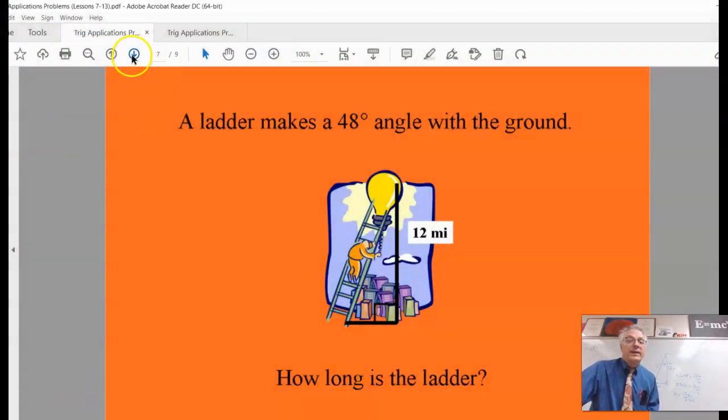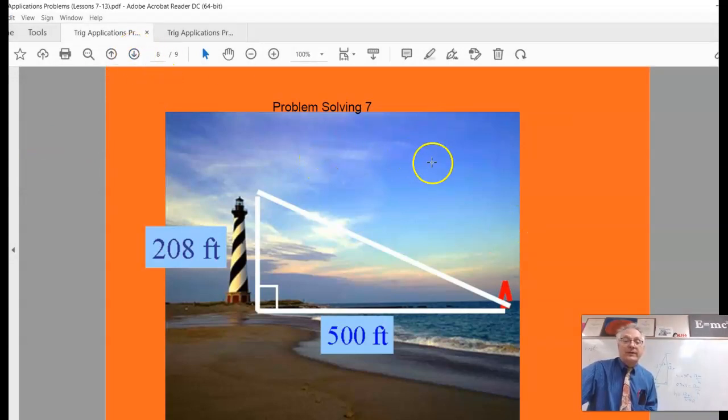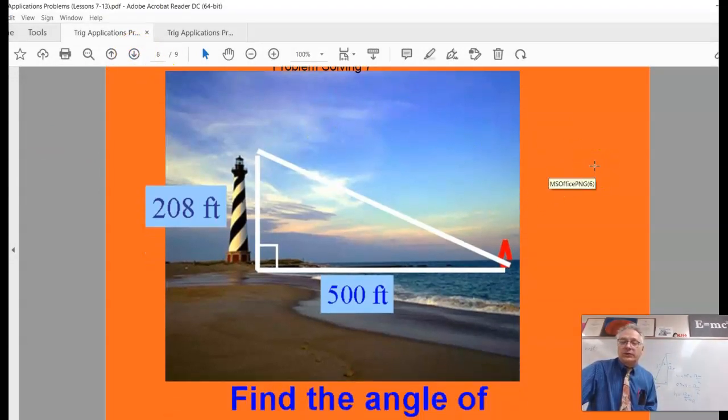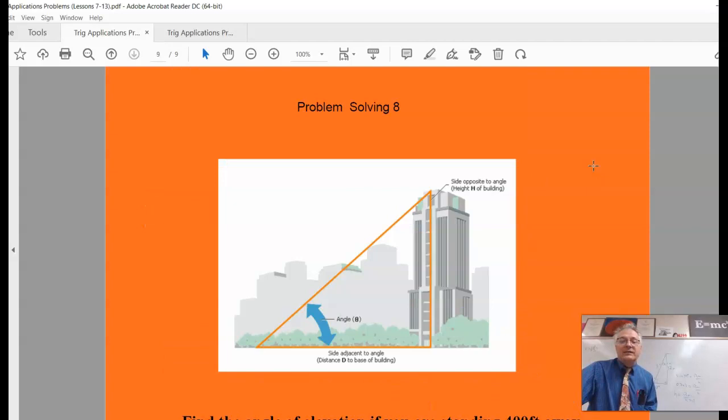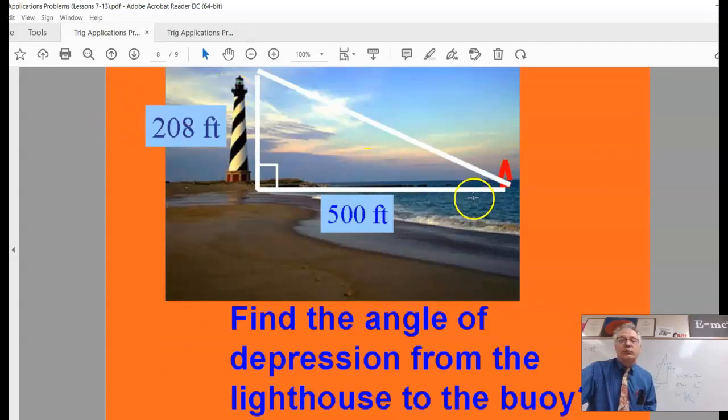And I think finally we're ready to wrap it up here with another example, and then I'll turn you loose on your problems. It says find the angle of depression from the lighthouse to the buoy. Now the angle of depression, I'm going to sketch this problem, then I'll put it on full screen. They have a lighthouse here, a little lighthouse with a window, and the buoy out here.